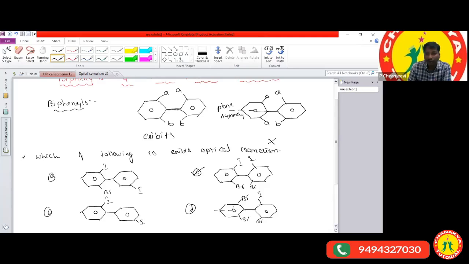All of you got it or not? Sir, by seeing the structure, actually it is a three-dimensional structure. Three-dimensional structures cannot be represented on the plane of the paper, so that's why they look the same.